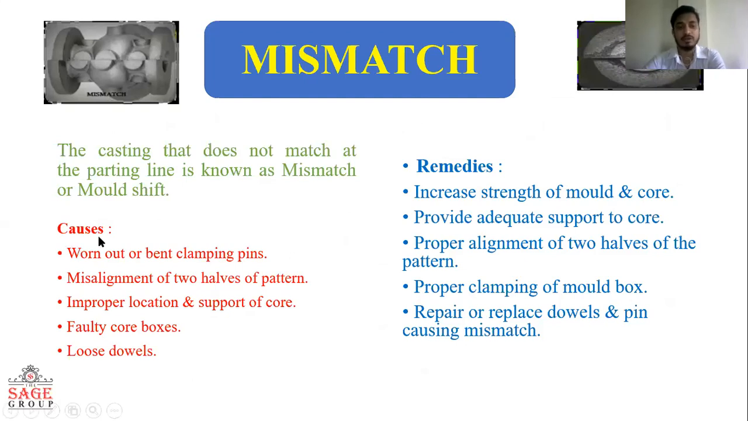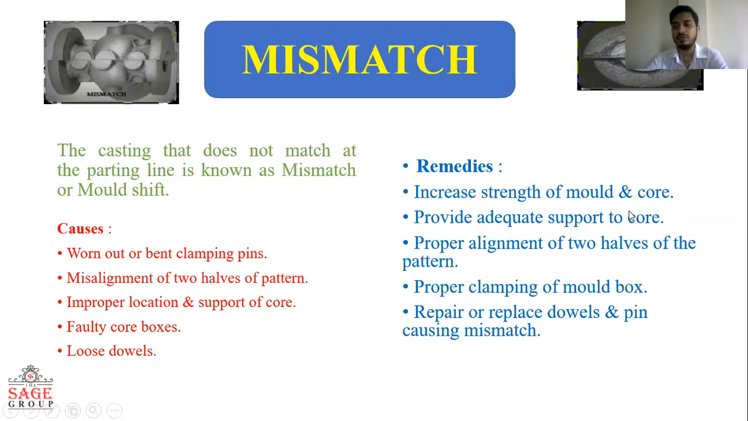What are the causes? Worn out or bent clamping pin, misalignment of two halves of the pattern, improper location and support of core, faulty core boxes, and loose dowels. So these are the causes of the mismatch defect.